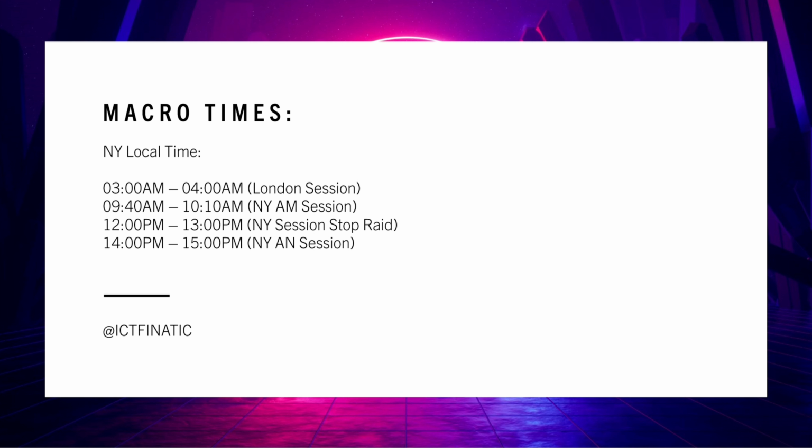ICT explains there's only 3 times of the day that we look for opportunities in the market. We look for opportunities between 3 a.m. and 4 a.m. New York time, which is the London session. Then you have the New York session, which is from 9:40 to 10:10. That's the New York session macro, the macro time you look for your entries. And then the New York PM session is from 2 p.m. to 3 p.m. It's in the afternoon. That's the PM session for New York.